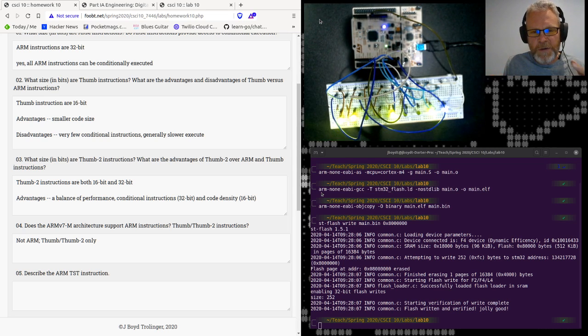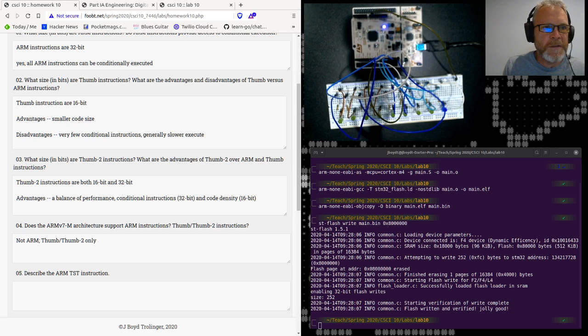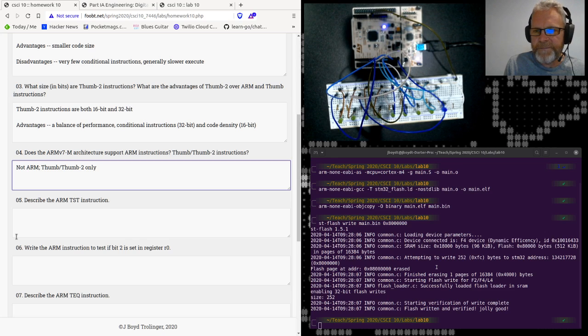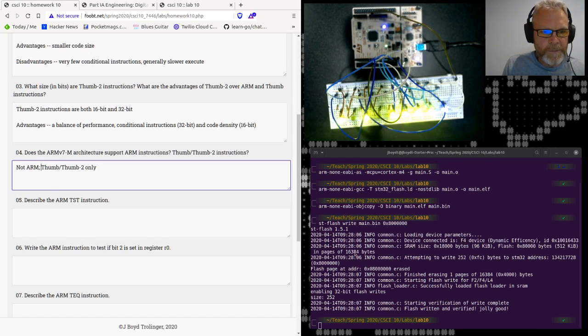So our processor is basically the Thumb 2 instruction set, which is sort of a balancing act between performance and conditional execution, the convenience of 32-bit ARM instructions, and the code density of Thumb instructions. Doesn't really matter because we're just going to write the assembly that we write, but if this is a thing that you're into, now you know. Okay.